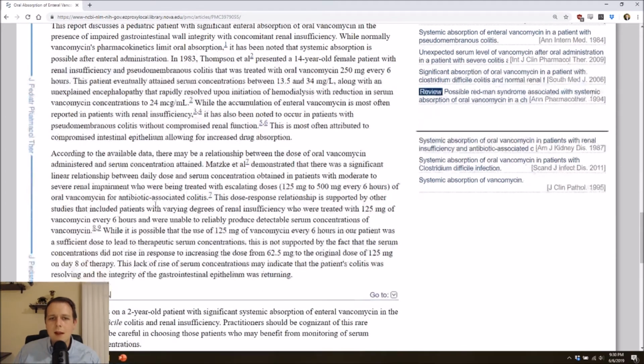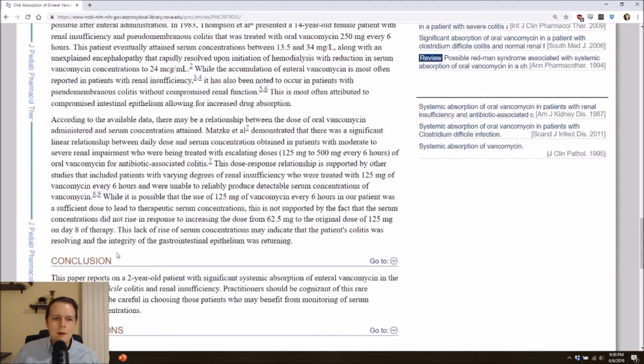So we go over previous cases where this phenomenon was reported. And we talk about how this is a novel thing happening for our particular patient who was on a lot of immunosuppressants. She had very severe C. difficile colitis, all these sorts of things. And then we conclude it out. So again, it was a novel thing.